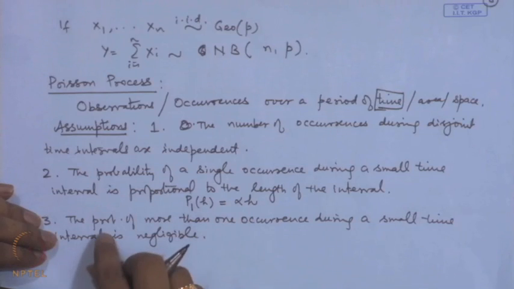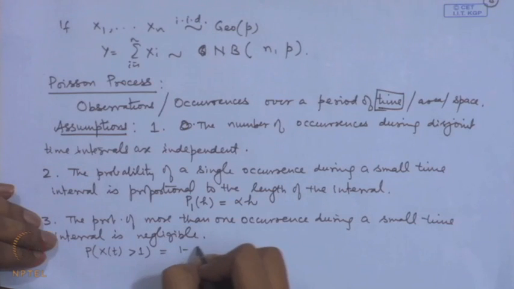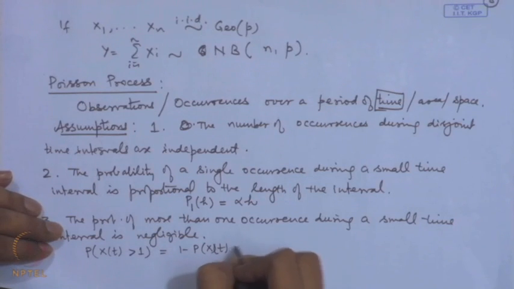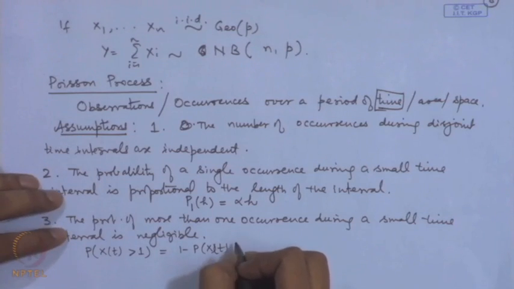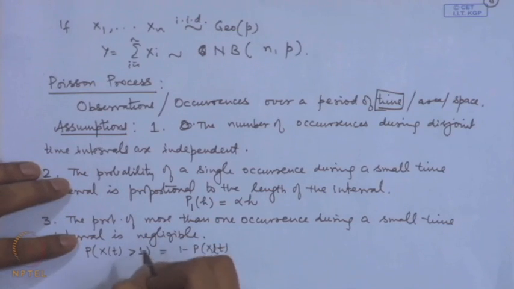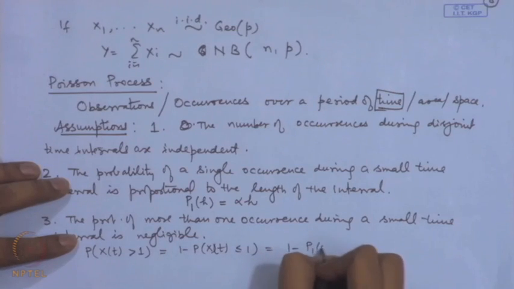Similarly, the probability of more than one occurrence. Now, more than one occurrence means probability of X t is greater than 1. That can be written as 1 minus the probability that X t is less than or equal to 1, that is, 1 minus p 0 and p 1. This is negligible.